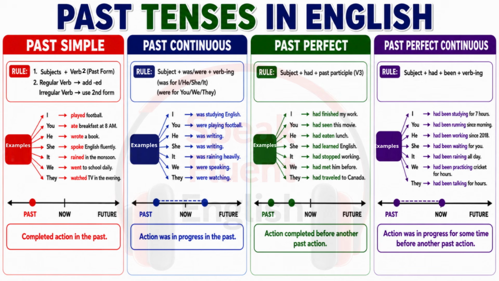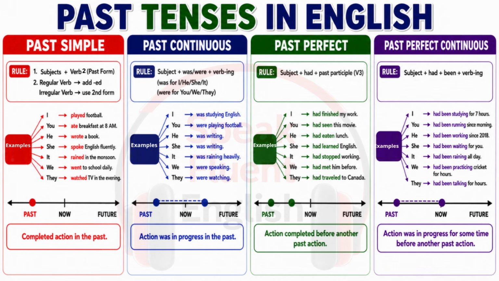You had seen this movie. He had eaten lunch. She had learned English. It had stopped working. We had met him before. They had traveled to Canada. This tense shows the earlier of two past actions.